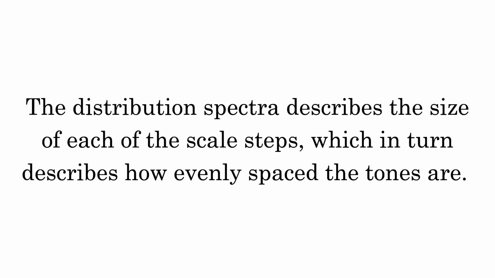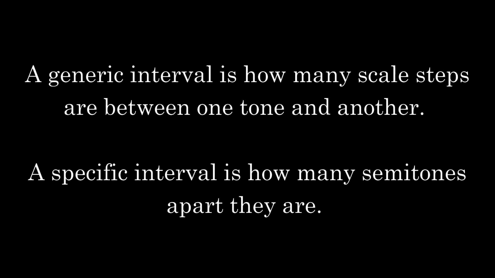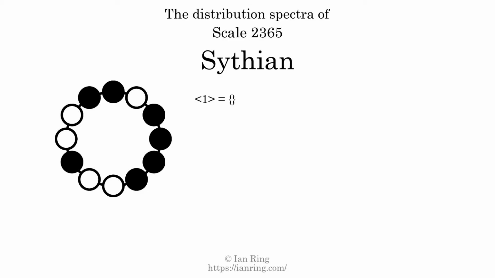The distribution spectra describes the size of each of the scale steps, which in turn describes how evenly spaced the tones are. A generic interval is how many scale steps are between one tone and another. A specific interval is how many semitones apart they are. The generic interval of one scale step comes in three different specific interval sizes: 1 semitone, 2 semitones, and 3 semitones. The spectrum width of this generic interval is the highest, 3, minus the lowest, 1, which equals 2.